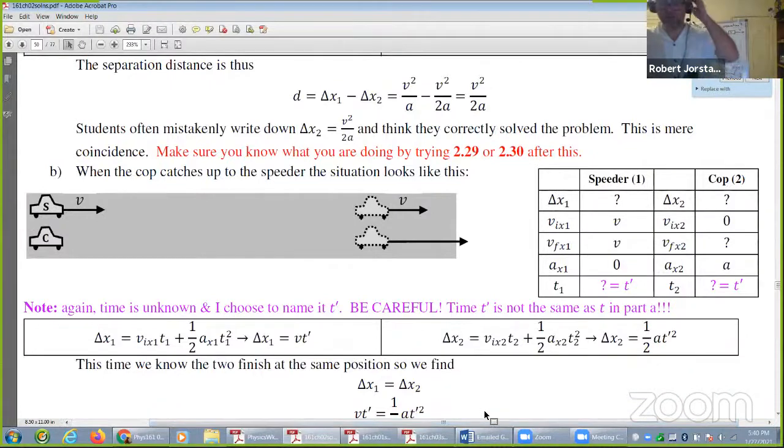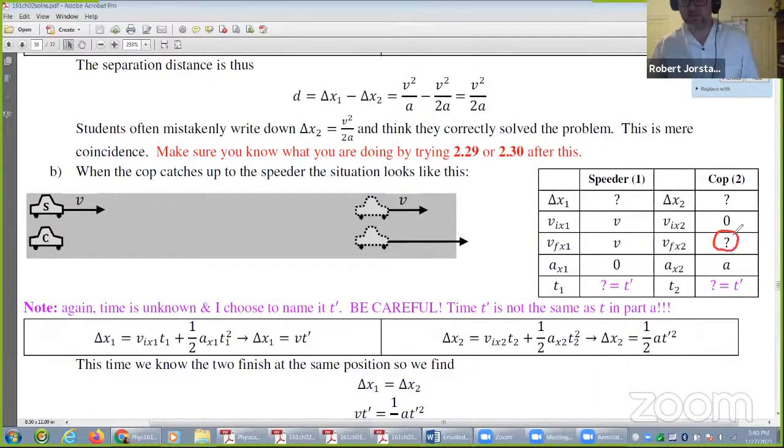The cop is going to be going faster now. And as a result, we don't know what this is. We still don't know these things, but we could do this. We know they finish the same, so this is what's new. In the last one, we had to find the time using the velocity equation. In this one, we're going to find the time using the x equations. If I could scroll down just a hair.